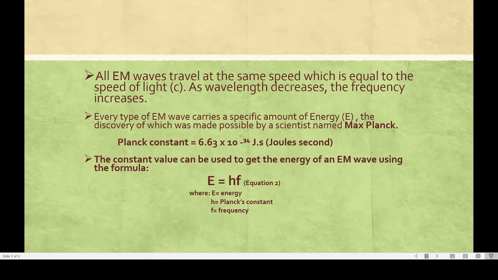So, we have this formula, E is equal to hf, our second equation, where E represents the energy of an electromagnetic wave, h is the Planck constant, again with a value of 6.63 times 10 raised to negative 34 joule-seconds, and f represents the frequency. Always take note of this constant value because you're going to use it in energy calculations or problems involving energy. So E is equal to h times f.